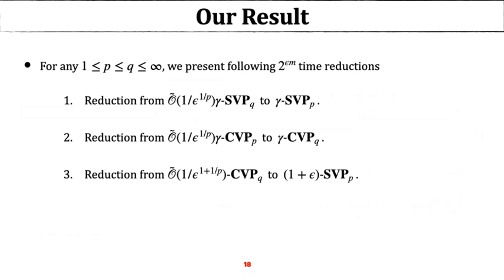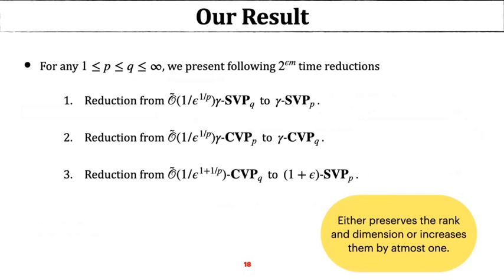by using reductions 3 and 1. By using reduction 3, we can go from CVP to SVP in the same norm, and then by using the first reduction, we can go to the smaller norm. So these are the set of reductions which we have, and the main property all these reductions have is that they preserve the rank and dimension, or increase them by at most 1.